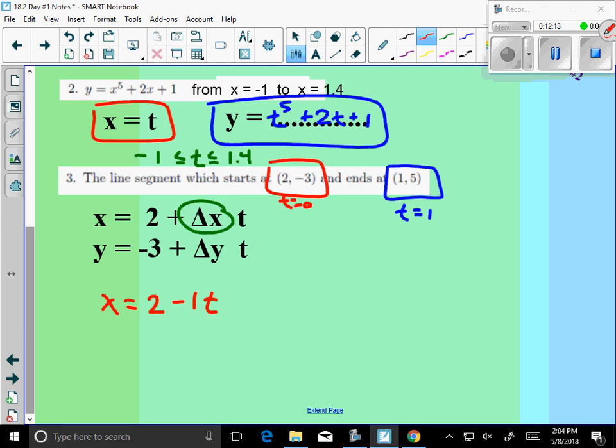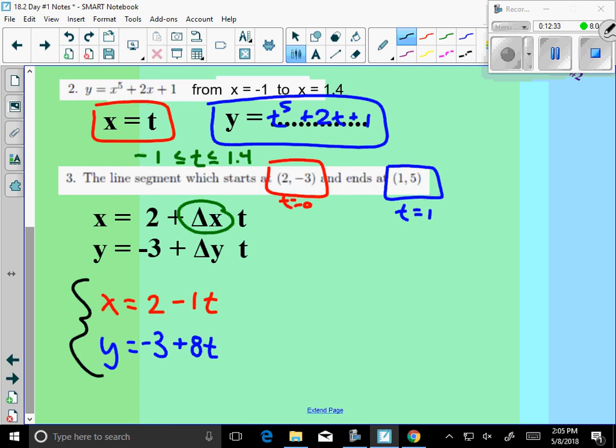How would we write the parametric for y? Starts at negative 3, and then what? Yeah, it goes up 8. There's our parametric.